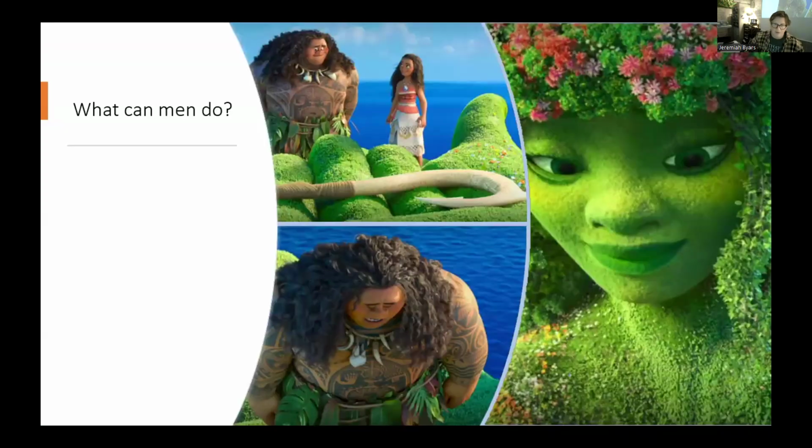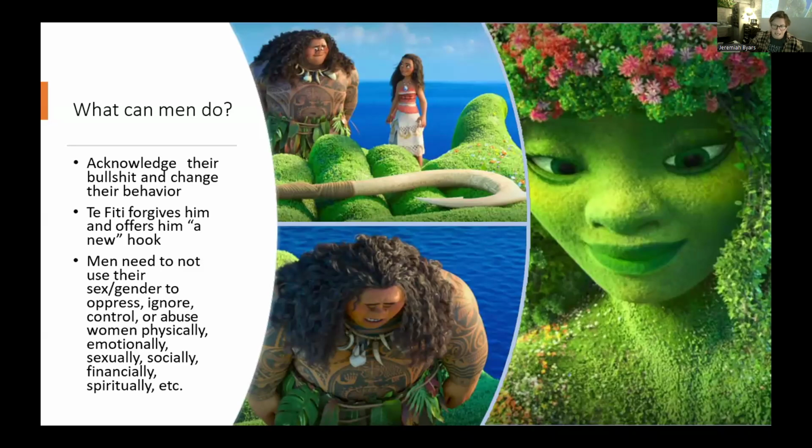So then we have what can men do, okay, because Maui is the same. He's the same guy who abused her in the beginning, but then here he is also, okay? And so she has broken his old hook. The thing that he used to abuse her, she has broken, okay? And so he has to humble himself. He has to acknowledge his bullshit and change his behavior. Tafiti forgives him and offers him a new hook.